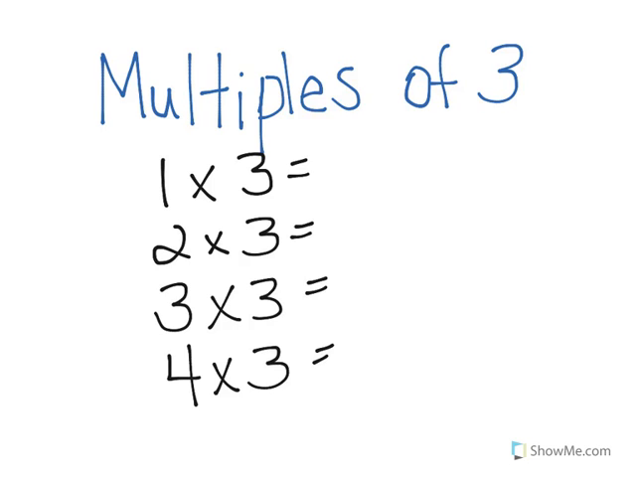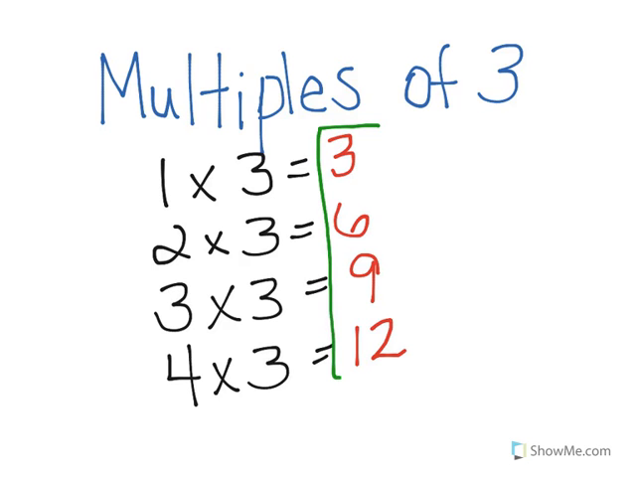If I wanted to find the multiples of 3, I could start by multiplying 3 times the number 1, which is 3, 3 times 2, which is 6, 3 times 3, which is 9, and 3 times 4, which is 12. I could continue on in this pattern, but right here I have the first 4 multiples of 3. The first multiple of any number is always itself, because you can always multiply a number times 1 to get itself.